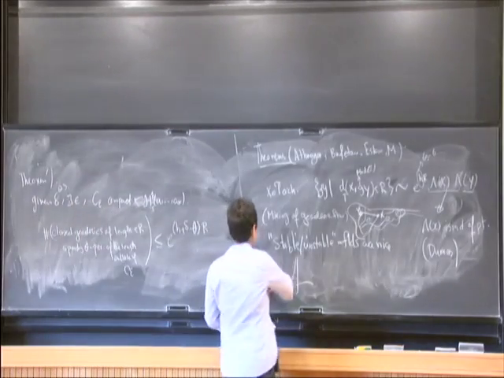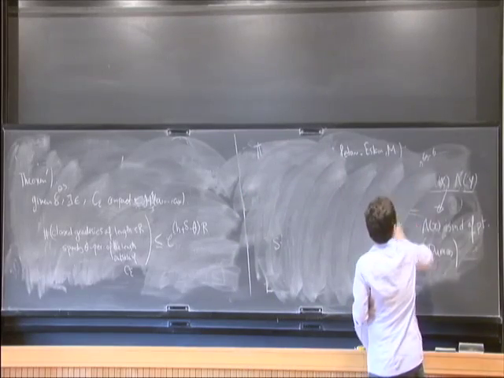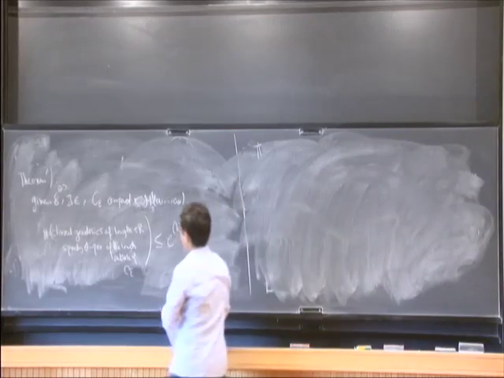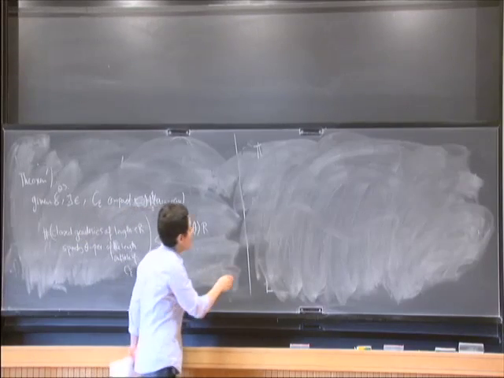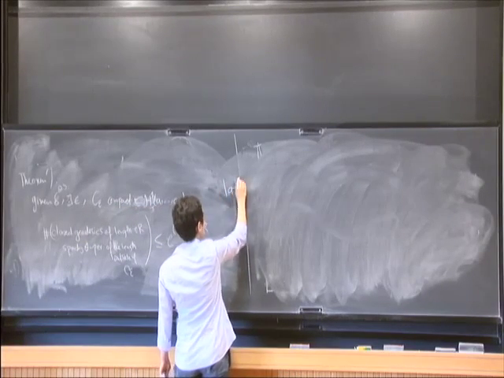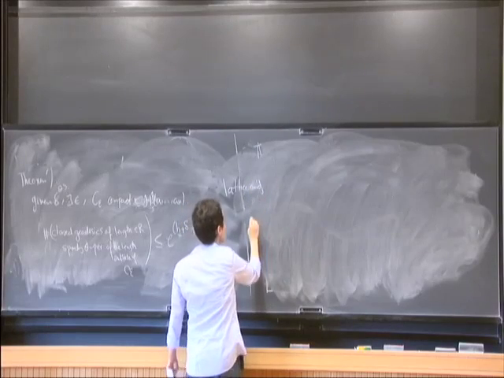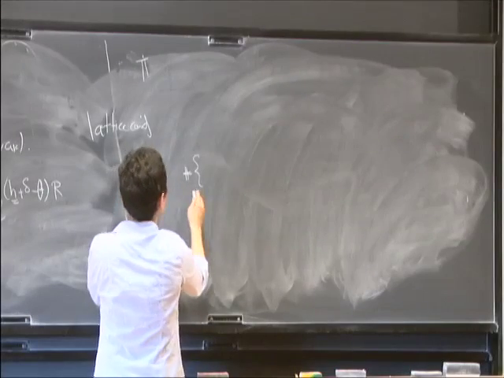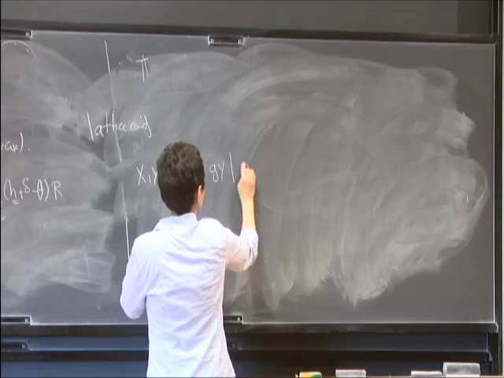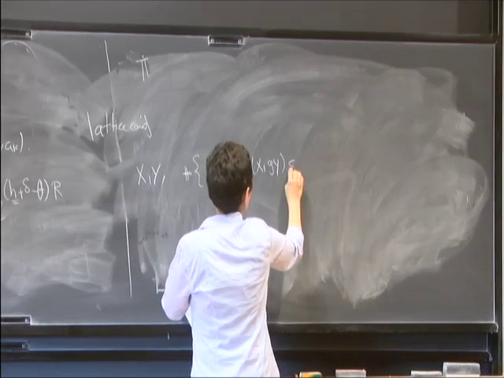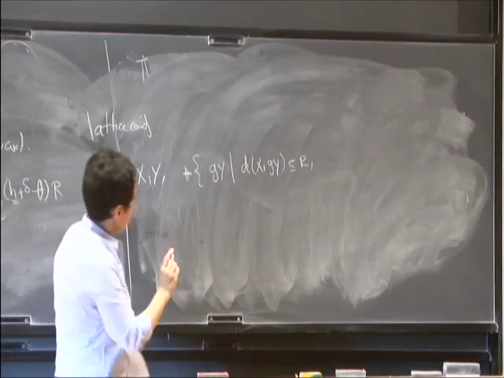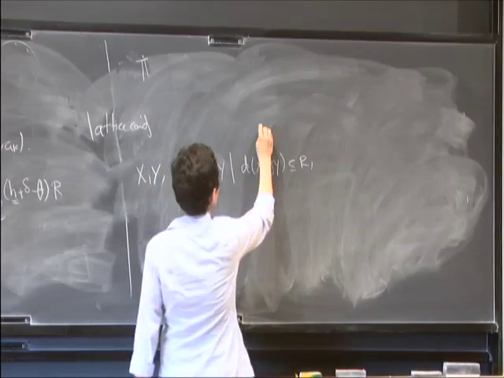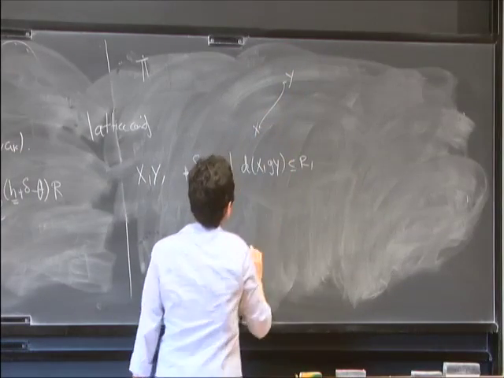And I want to say something about this. And this H is the same H. The same thing happens for the lattice counting. If you start from X and Y, you look at the number of g's such that the distance from X to gY is less than or equal to R. These are in the Teichmüller space, in the universal cover, X to gY.